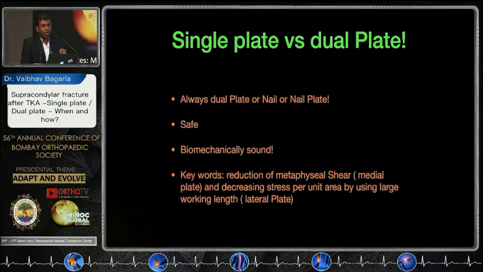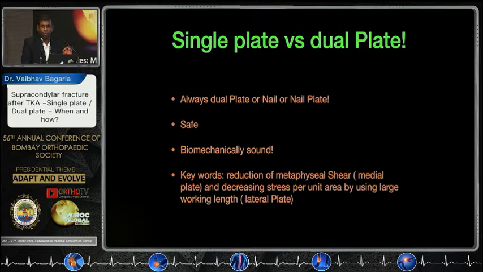If you put a locking plate only on one side, the failure rate is unacceptable. I will not say that there will not be many people who have done single plate and have succeeded, but the amount of failure that you get in single plate, I don't think is worth the effort. So either you nail it or you plate it, and if you plate it, either dual plate or a nail and plate combination is best to reduce the failure rate to an acceptable standard. Keywords: reduction of metaphyseal shear by medial plate and decreasing stress per unit area by using a long working length.